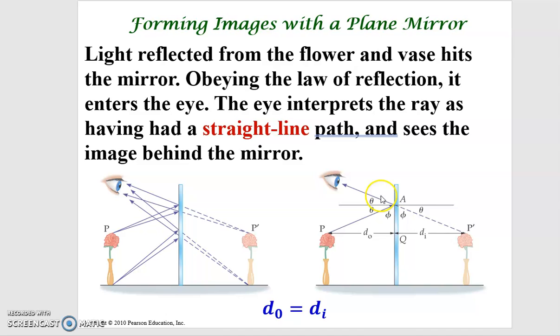Because the law of reflection is respected, we can tell that the distance from the real object to the mirror, d0, compared with the distance from the image of the flower and vase to the mirror, di, should be the same if you are using a perfect plane mirror. This is based on the geometry of wave propagation. So the law of reflection is respected, and the distances are also the same.